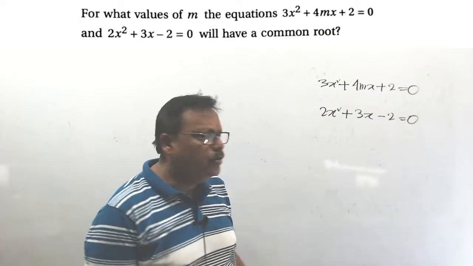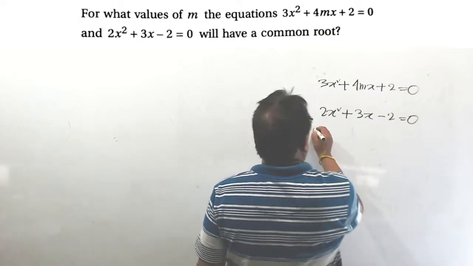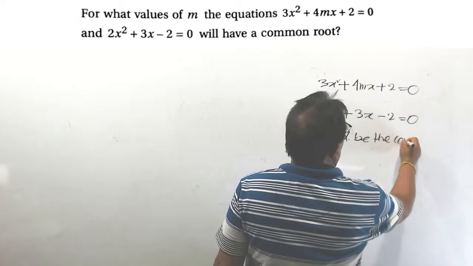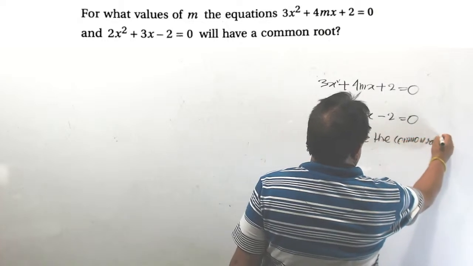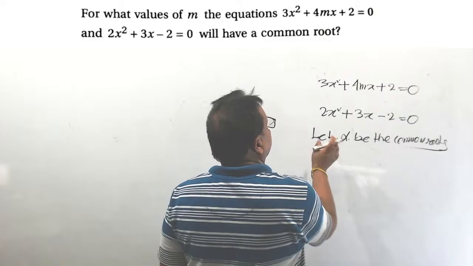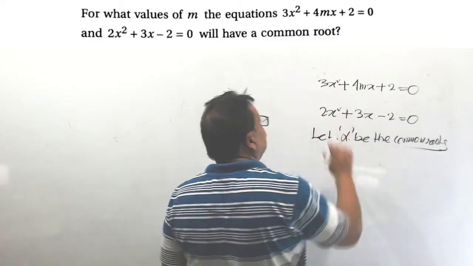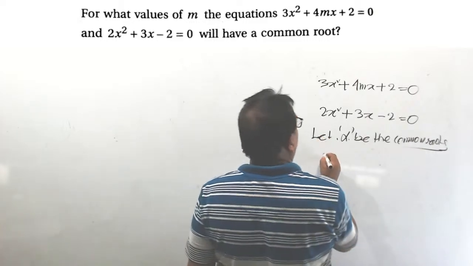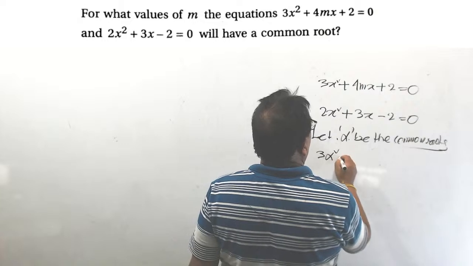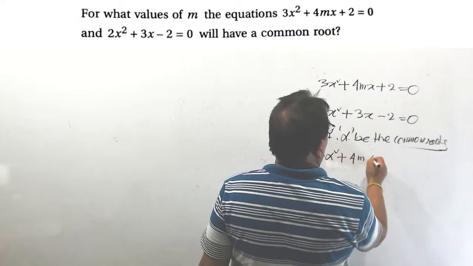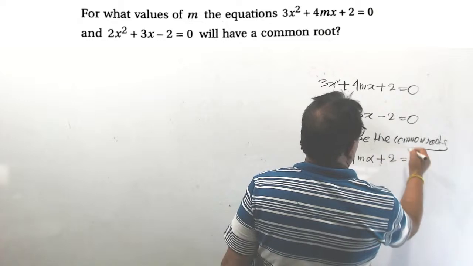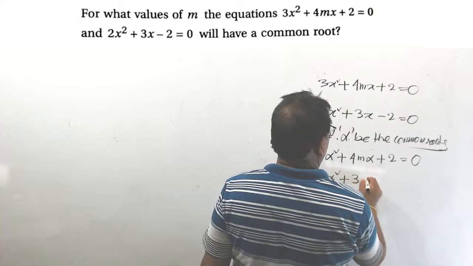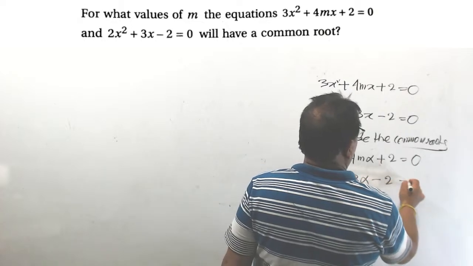Let us assume alpha is the common root. Therefore, by alpha, these two equations will be satisfied. Then what you can write? 3 alpha square plus 4m alpha plus 2 equals to 0. Second equation, 2 alpha square plus 3 alpha minus 2 equals to 0.